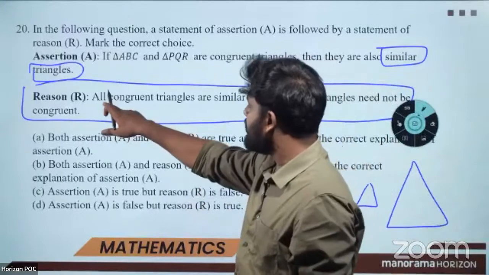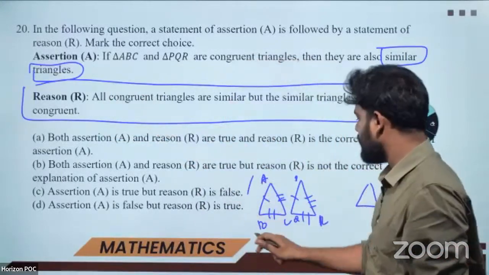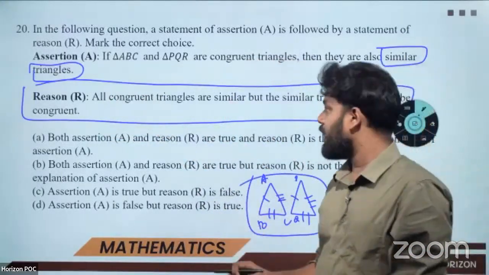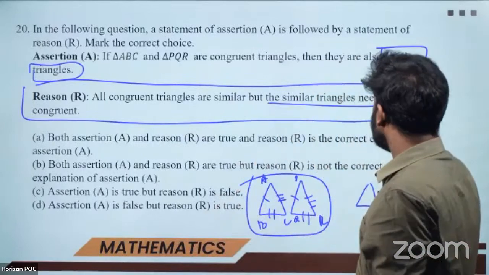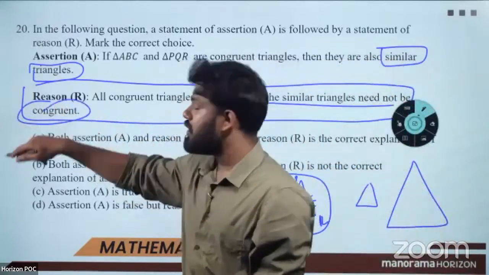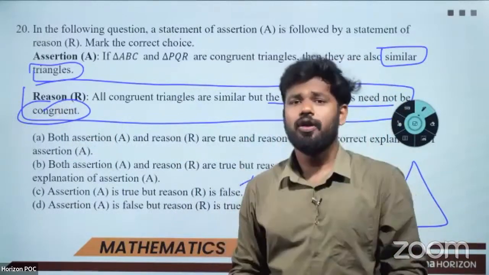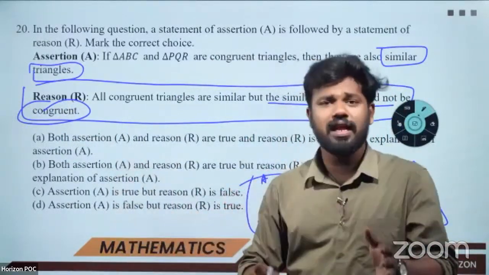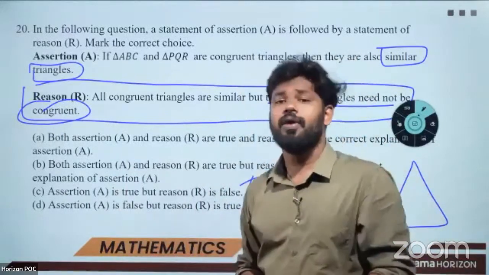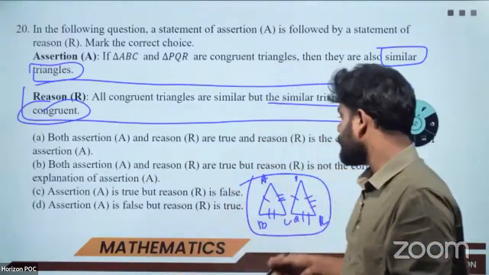So what is the reason given here? All congruent triangles are similar. That is the first case that we have proved. But similar triangles need not be congruent. Similar triangles can be congruent, but they need not be congruent. You cannot say that it is exactly congruent to the corresponding triangle. So that option is false.